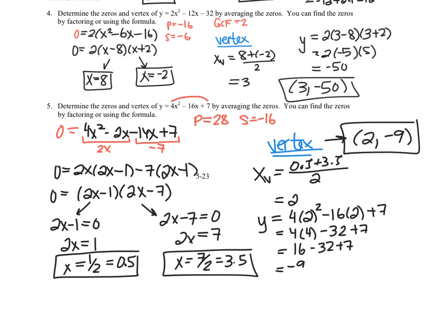So factor, or use the quadratic formula, to find your zeros. Make sure you're showing me that you're replacing the y value with a 0, because all of the x-intercepts have a y coordinate of 0. Once you find your zeros, average them out. So add and divide by 2. Once you have your x coordinate, plug it in for x, whether it's in standard or factored form, and simplify to get the y coordinate.